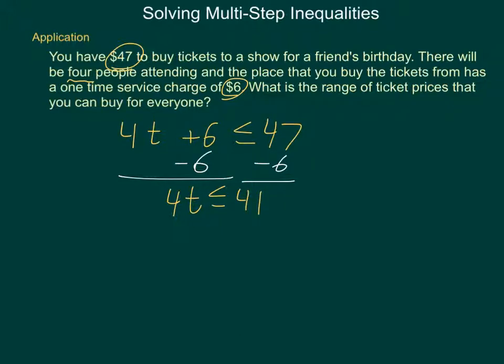Next, I'm going to divide both sides by 4, leaving me with t having to be less than or equal to 10.25. So each ticket to the show has to be $10.25 or less in order for me to be able to buy 4 tickets and everyone attend with the given situation. So we can use our inequalities, we can solve down, we can follow the same steps we had for equations, just keeping in mind those couple little differences that come up with inequalities.